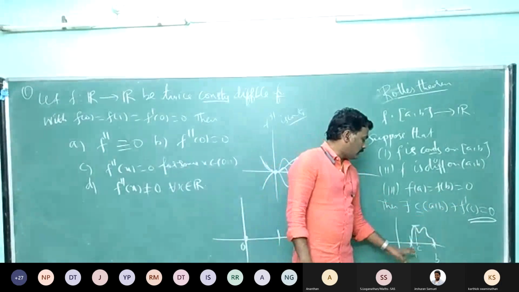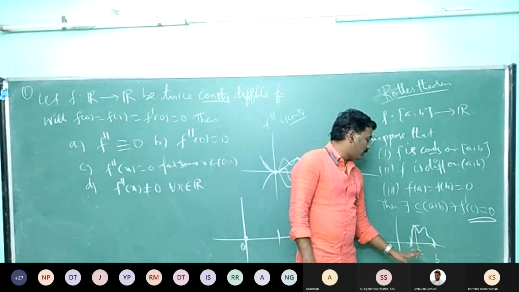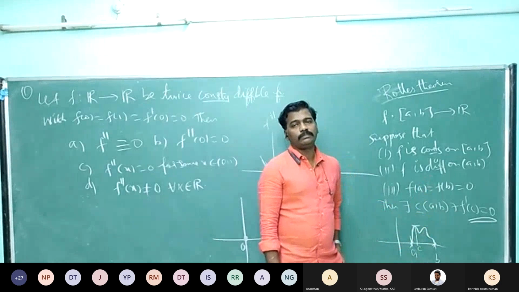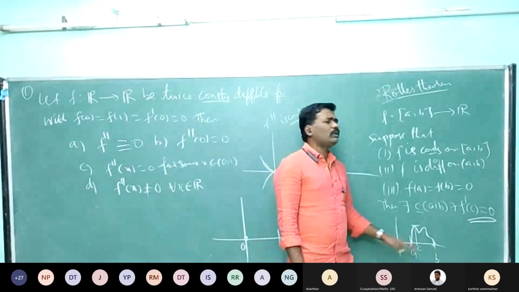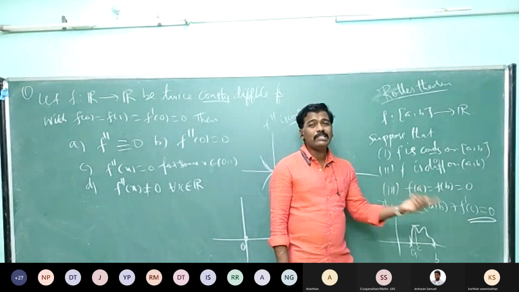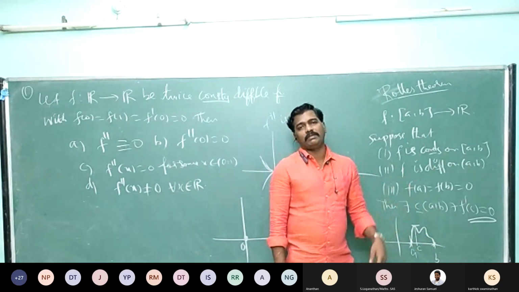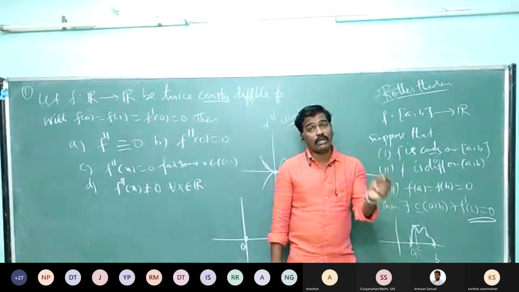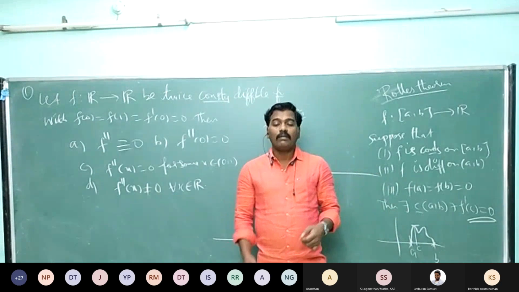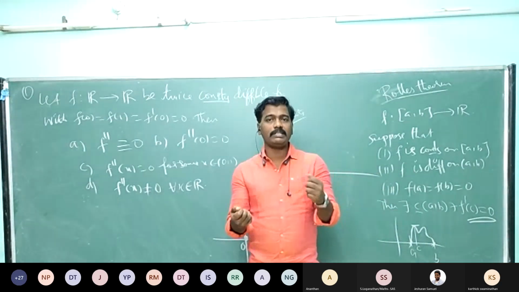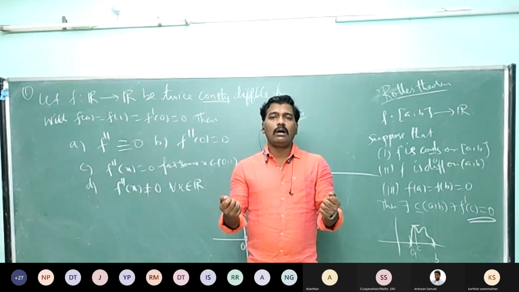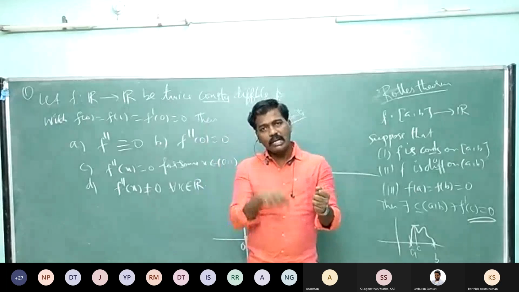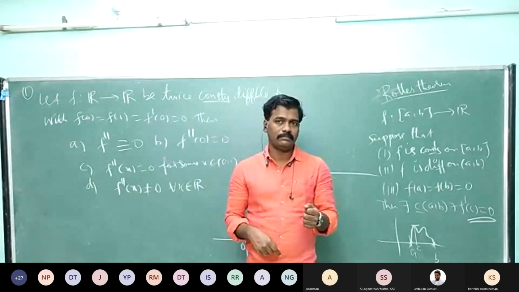So this says that on a to b, if f of a and f of b vanish, there is at least one point whose derivative is zero, which means there is a root of f prime of x lying between a and b. This theorem guarantees whether the derivative has a root or not. Whenever f has two consecutive real roots, there always exists at least one root of f prime of x in between a and b. Is it okay?